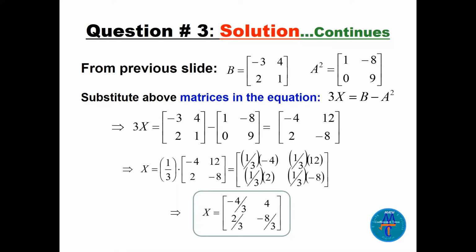We cannot divide matrices by numbers. So what do we do? We multiply by 1/3, because the reciprocal of 3 is 1/3. So 3X times 1/3 will be only X. Now multiply 1/3 on the other side, that will be scalar. So I put that in details here. 1/3 times minus 4, 1/3 times 12, 1/3 times 2, 1/3 times minus 8. So it simplifies to X. X will be minus 4 over 3, 4, 2 over 3, minus 8 over 3.